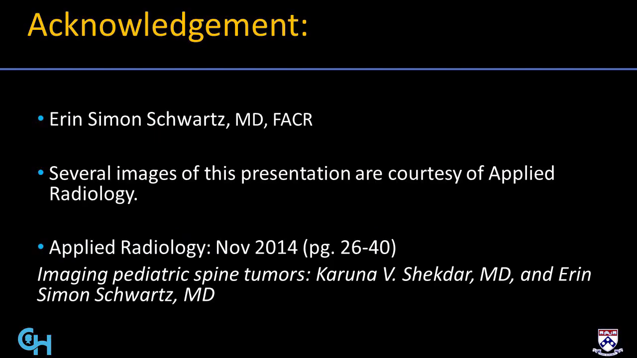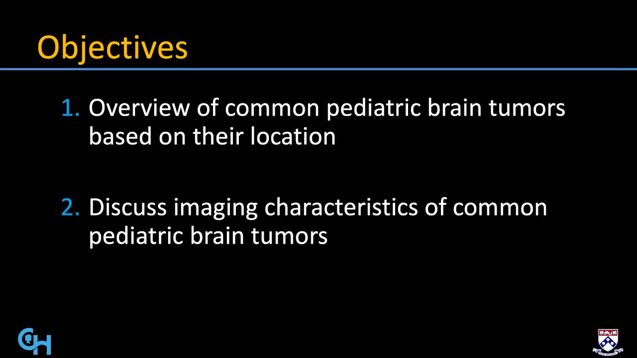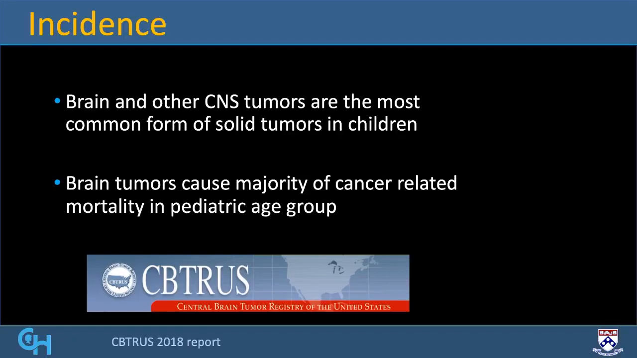This is a very big topic, and I could give a lecture on almost every type of pediatric brain tumor separately. But we don't have the time to do that. So what we're going to do today is just do an overview of common pediatric brain tumors, and we are going to do that based on their location. And we will also discuss some characteristic imaging features of the common brain tumors.